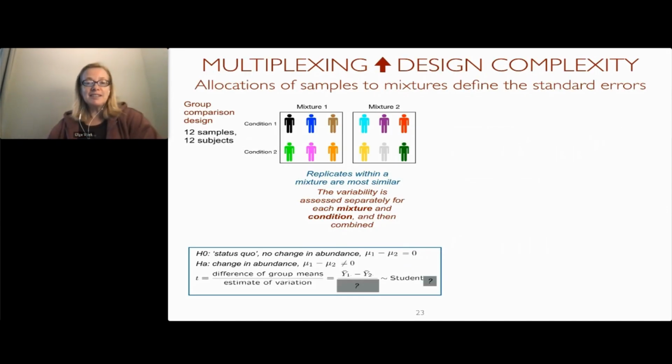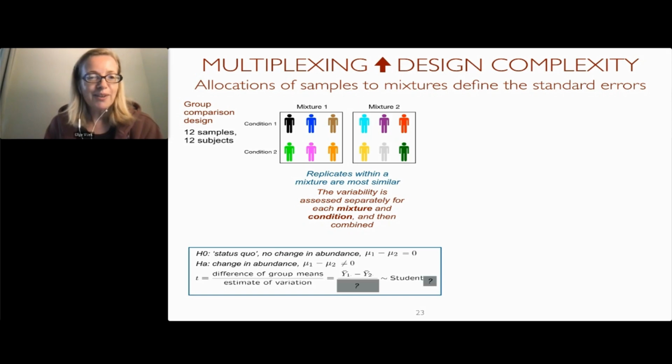So what is the challenge, and what are the things that we need to be aware of when we analyze this experiment? I won't do much mathematics, but I just hope to give you intuition. Let's say we have a group comparison design. So we have 2 conditions, and we have different patients in each condition, and they're all allocated to the first mixture, to the first plex. And then we have more replicates from each condition in the second plex.